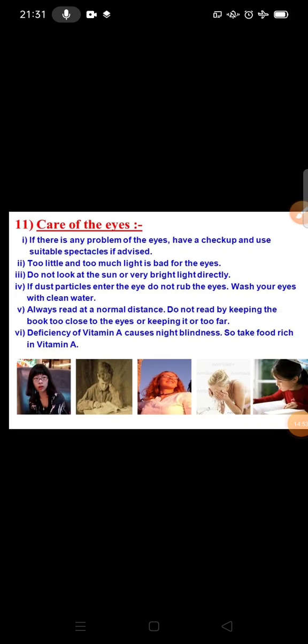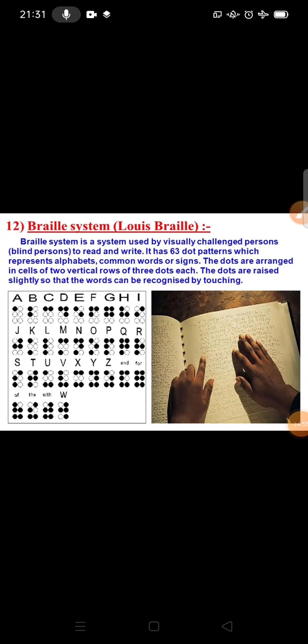So students, we will discuss the last topic in this chapter: visually challenged people and the Braille system. Visually challenged people are people who have either limited vision or no vision. Some of them have lost their vision at birth, while others due to some accident or disease.